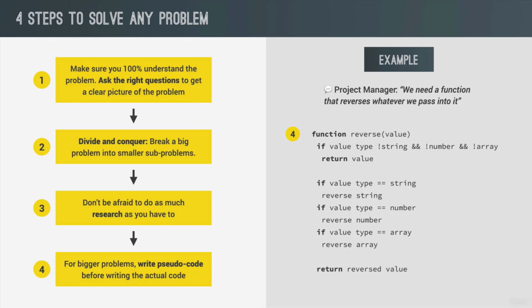But anyway, if the type of the value passed this initial test, then we say if the value is a string, then reverse the string. If the value is a number, then reverse the number. And if the value is an array, then simply reverse the array. And then at the end, we want to return the reversed value. Okay? So this is really more like a list of instructions that we now could go ahead and actually implement using the JavaScript language. Okay, and that's it. That's the 4 steps to solve any problem, no matter how big.